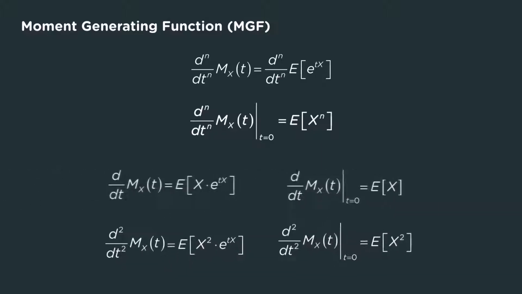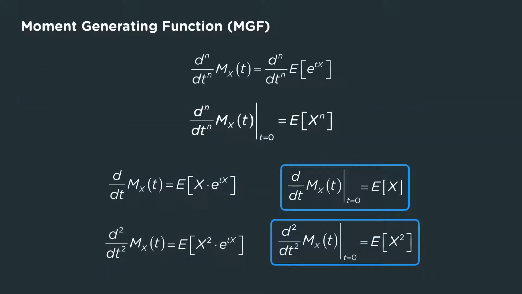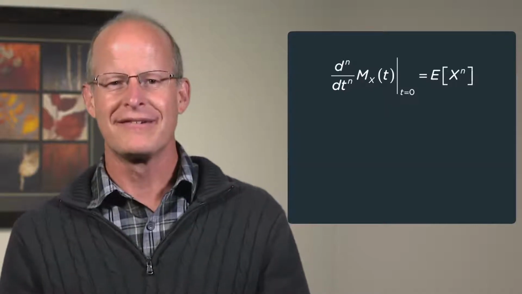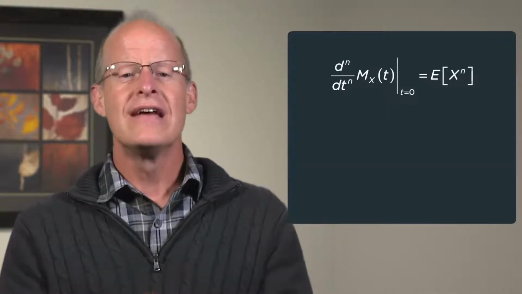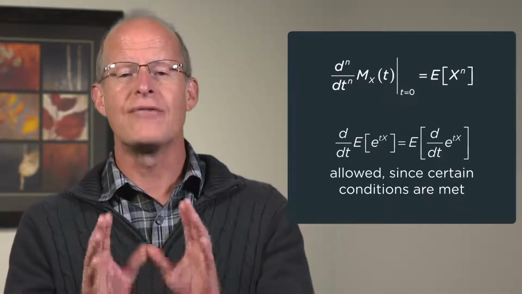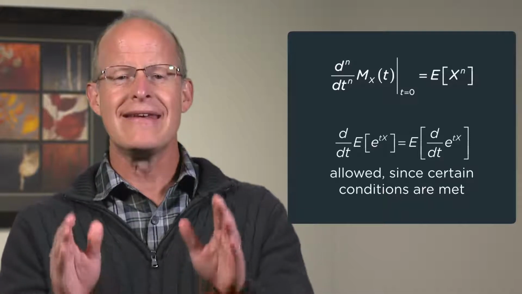In other words, every time e raised to the t times x is differentiated with respect to t, it multiplies by x. Then, evaluating at t equals 0 cancels the exponential term. That is how an MGF generates moments. As a side note, changing the order of derivatives and expected values is only allowed for certain conditions. Valid MGFs always meet these conditions.